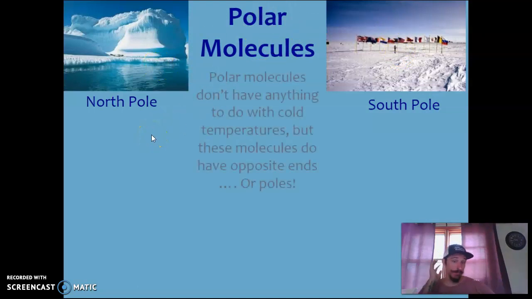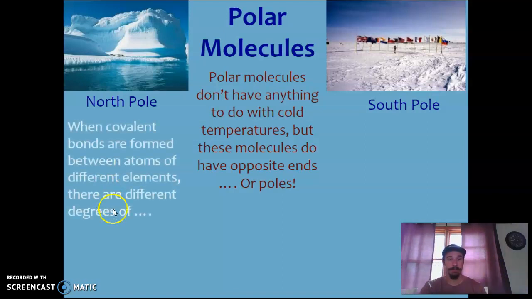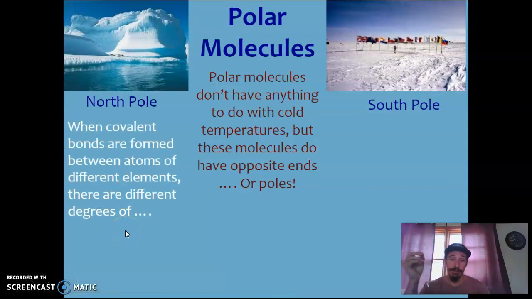Instead, these molecules have opposite ends, like the planet has a north and a south pole, opposite ends. These molecules can have opposite ends. They can have one end that is positive and one end that is negative. This all revolves around the concept of a covalent bond.